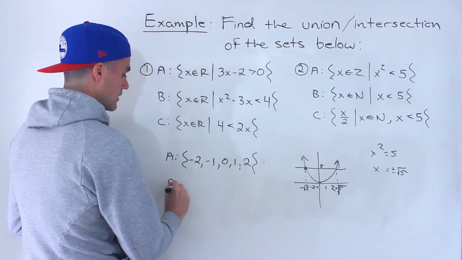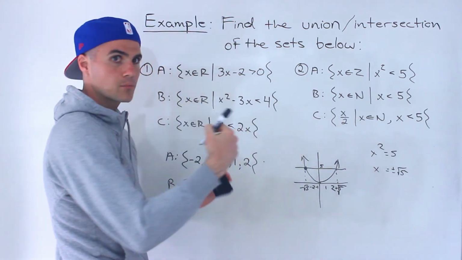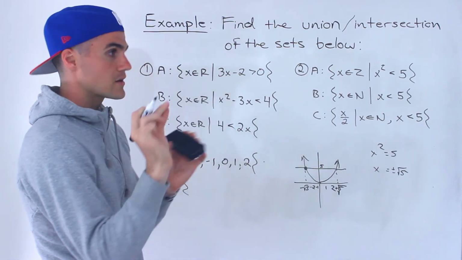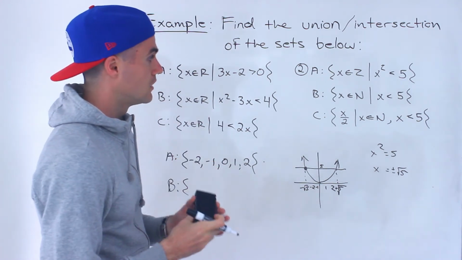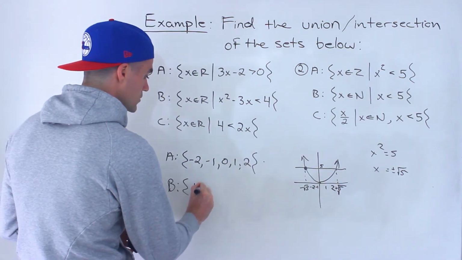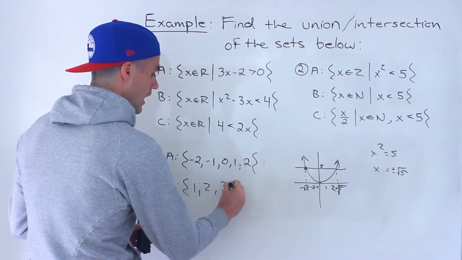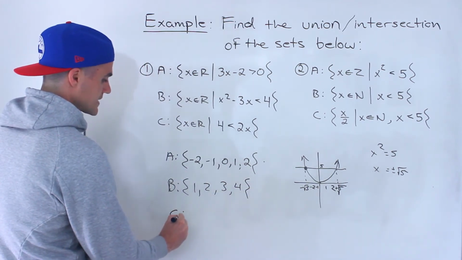What about set B? Set B is pretty easy. x is an element of natural numbers. All the natural numbers, which is what? All the positive integers starting at 1: 1, 2, 3, 4, 5, etc. All the natural numbers that are less than 5, well, that's just going to be 1, 2, 3, and then 4, like that.